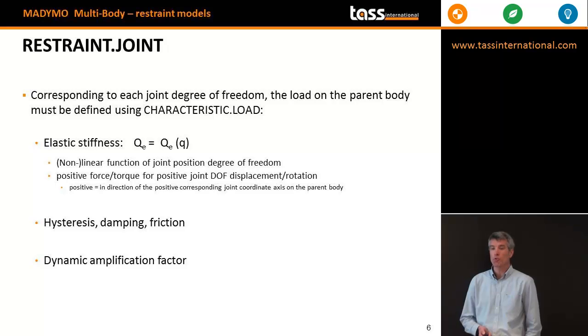Well, how does such a restraint model look for a joint? You have to define a characteristic .load for that. Next slide you will see an example. A characteristic constraint or a characteristic .load is built up from several components. You have your loading function. That can be either linear, either non-linear. It's important to know, especially if you have a non-linear loading function, which direction is positive.